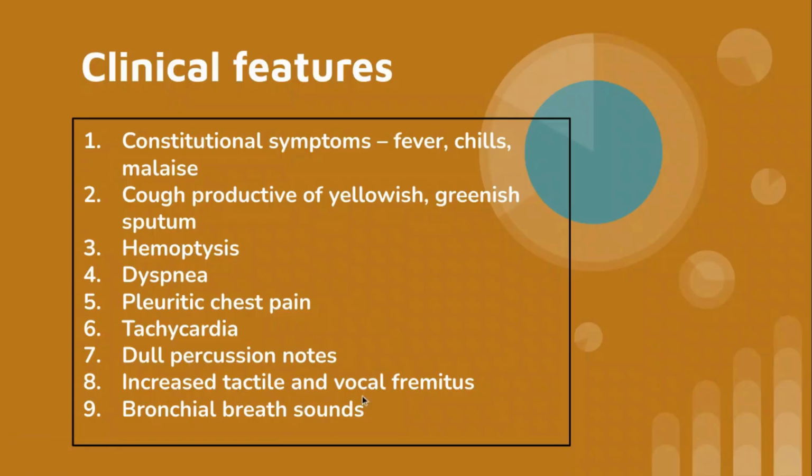And they'll have increased tactile and vocal fremitus. Usually, when you have consolidation, they have increased tactile and vocal fremitus. And then we also have bronchial breath sounds. Your normal breath sounds are like this: the inspiratory phase is longer. So you take in a deep breath and then you breathe out short. But those with bronchial breath sounds, the inspiratory phase is almost at par, almost the same as the expiratory phase. So it's also very long, right? Something like that. You can go on YouTube and listen for bronchial breath sounds.